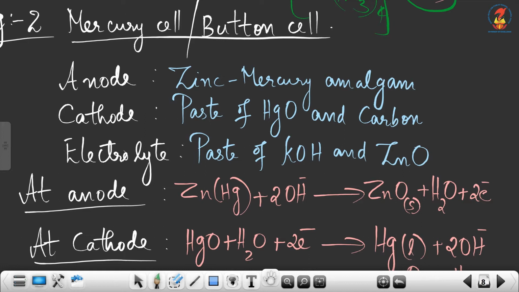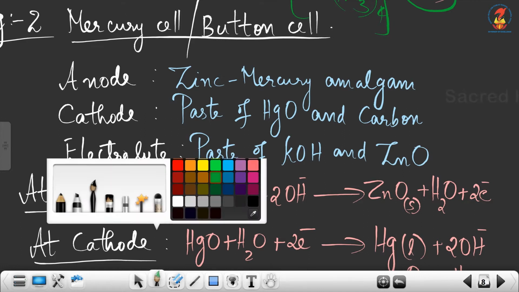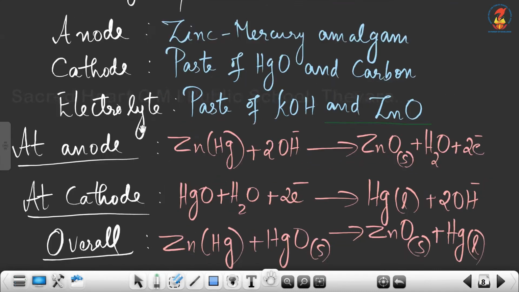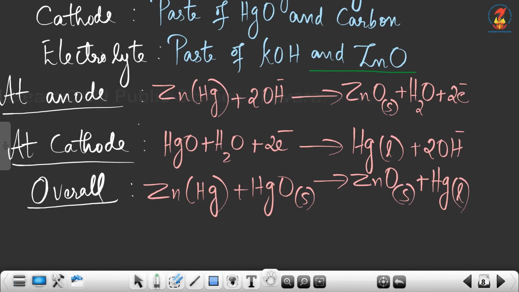Now let's see what the anode, cathode and the cell reactions are. In the mercury cell, the anode is zinc-mercury amalgam and the cathode is a paste of mercuric oxide and carbon. The electrolyte is a paste of potassium hydroxide and zinc oxide. The reaction at the anode is zinc amalgam plus 2OH-, where oxidation takes place, giving zinc oxide plus water by losing 2 electrons.